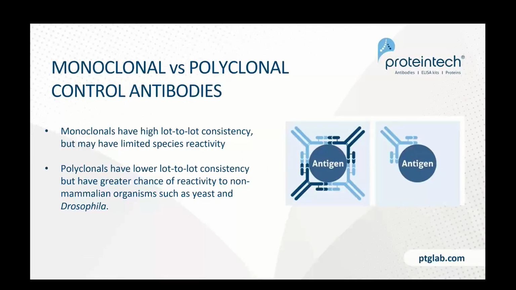So when you go to any website looking for these targets, you're going to see monoclonal and polyclonal options. And so you might wonder, which one should I choose? Monoclonals have high lot-to-lot consistency. However, because they have a single epitope, they may have limited species reactivity. So this is always something to check. Polyclonals have a bit lower lot-to-lot consistency, but have a greater chance of reactivity to non-mammalian organisms such as yeast and Drosophila.